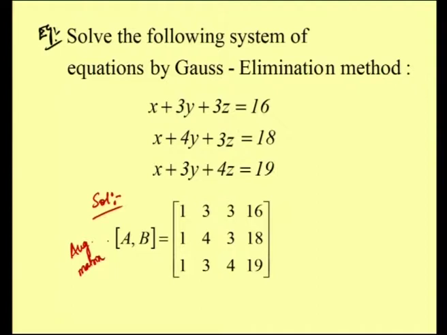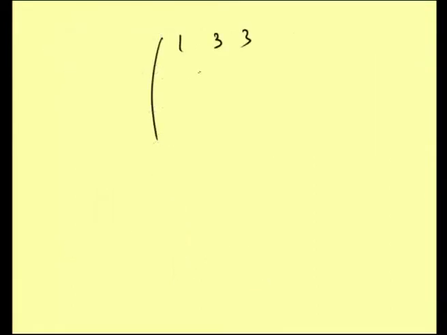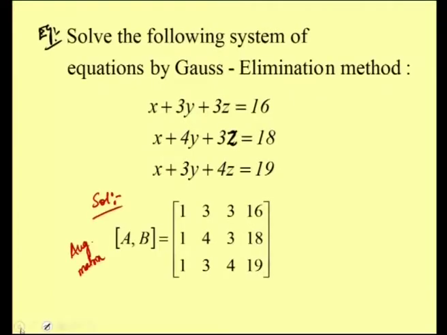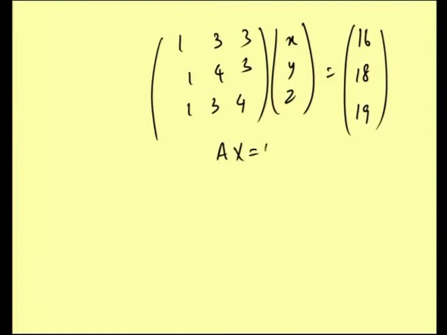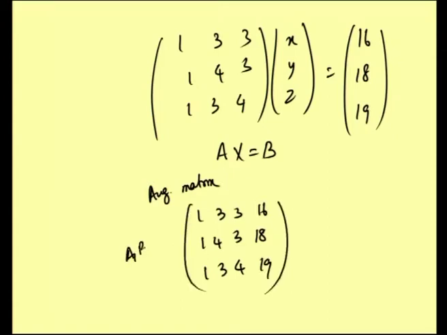First of all, the given system of equations is written in the matrix form as [1 3 3; 1 4 3; 1 3 4] into x, y, z is equal to 16, 18, 19. This is Ax is equal to B. Then write down the augmented matrix. The augmented matrix is [1 3 3 16; 1 4 3 18; 1 3 4 19], the augmented matrix A comma B.